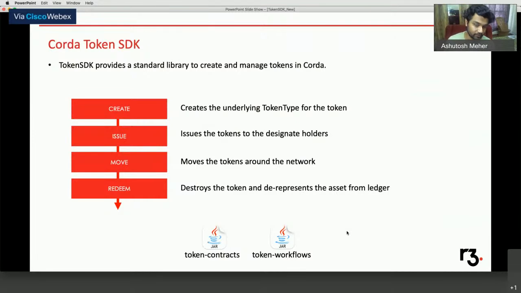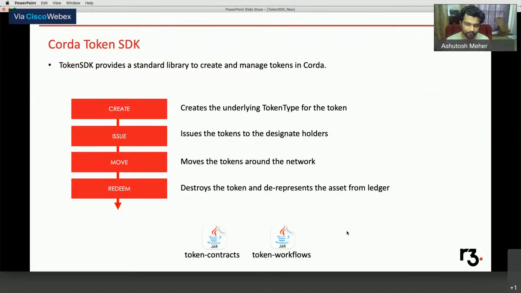So when I say issue, you're actually issuing that paper, it's completely decoupled. So these are two different things. One is the token type and the other is the actual token. And then move is when you move that token around, you want to trade with that token. So that's where you use the move function. And then redeem is where you basically come back and redeem your token. You destroy that token and take back whatever you should get out of that, or the underlying value of that underlying thing which that token represents, right? These are the functions which we can do with the token SDK.